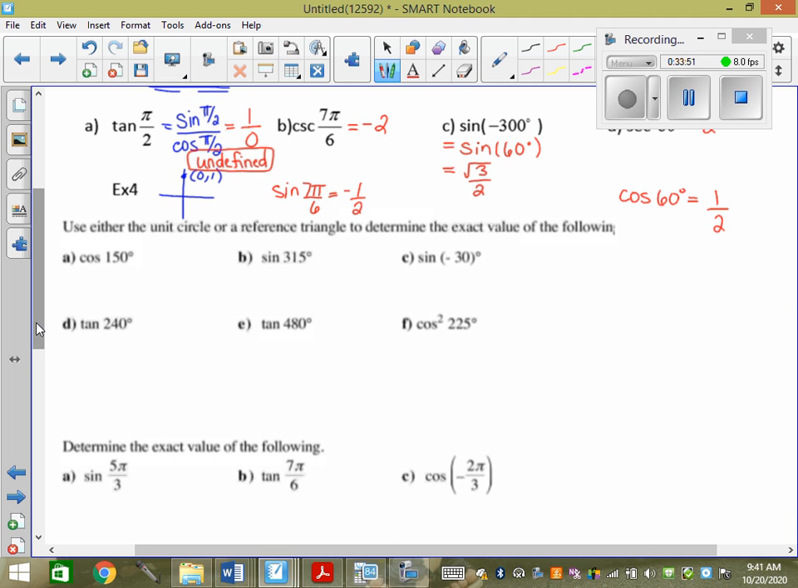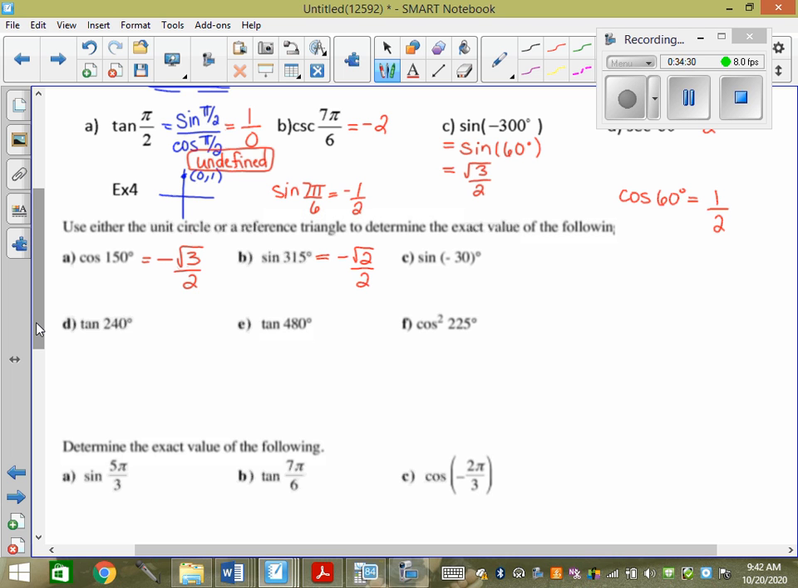Cos of 150. What's that? Go to the 150. Give me the x. What is it? Is it root 3 over 2? Is it negative root? Yeah. It's in quadrant 2, right? So our x is going to be negative. Sine of 315. So I go to 315 and you give me the x or the y. Which one? The y. So it's going to be negative root 2 over 2.